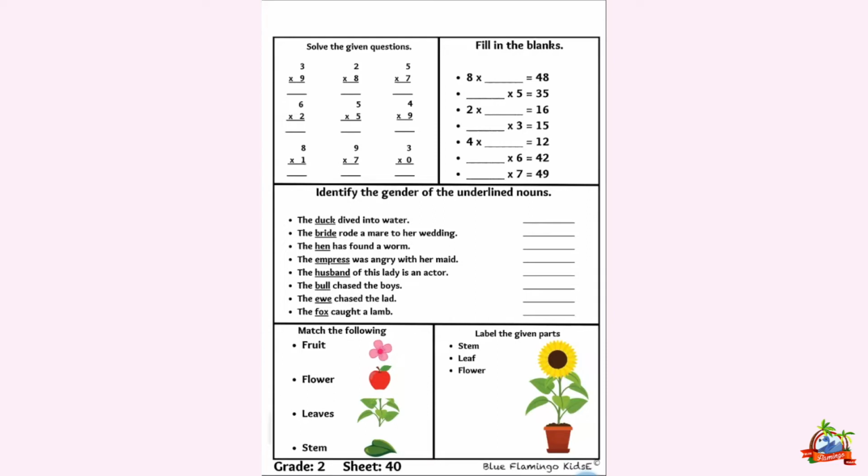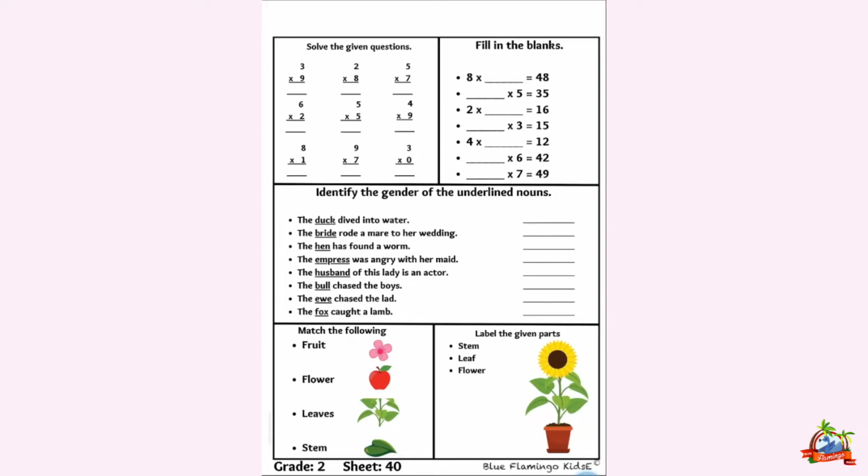4 ones are 4. 4 twos are 8. 4 threes are 12. 4 fours are 16. 4 fives are 20. 4 sixes are 24. 4 eights are 32. 4 nines are 36. 4 tens are 40.